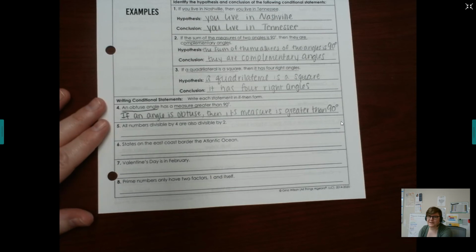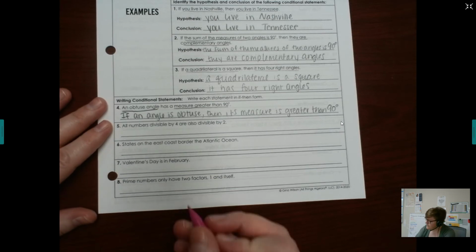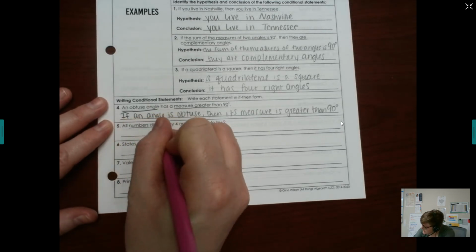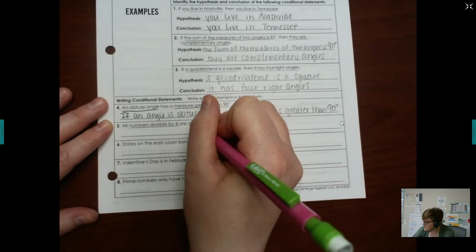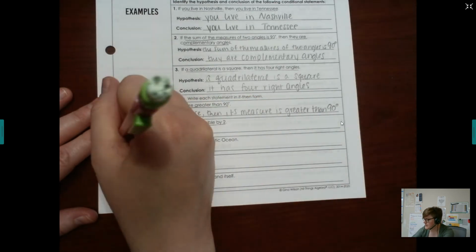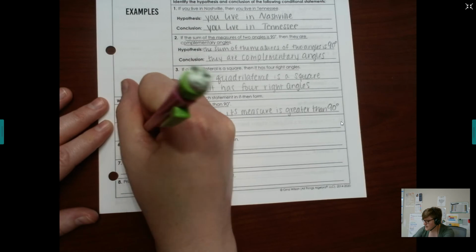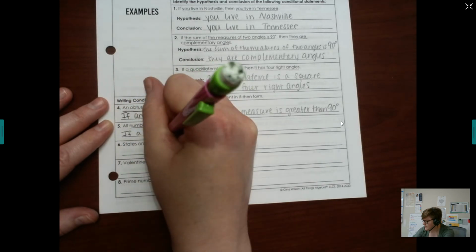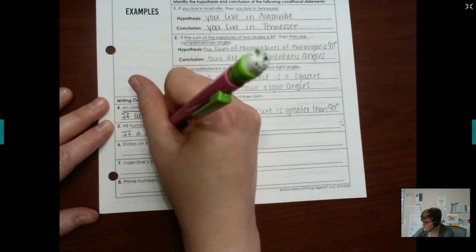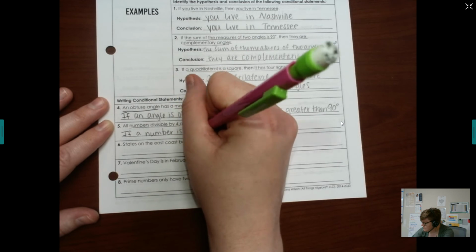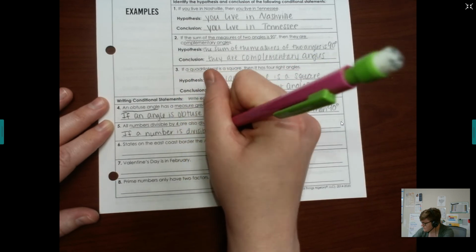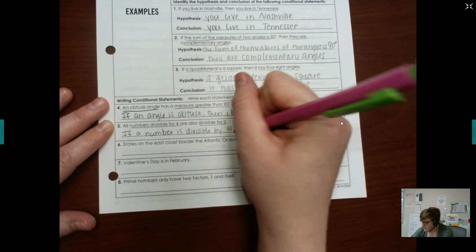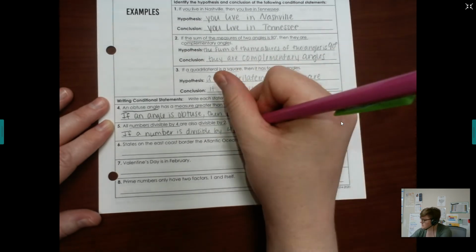All right, number 5, all numbers divisible by 4 are also divisible by 2. Right, so if a number is divisible by 4, then it is also divisible by 2.